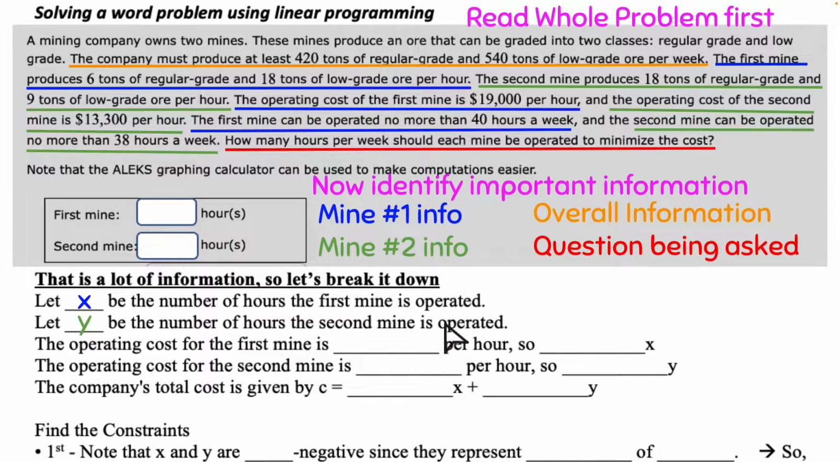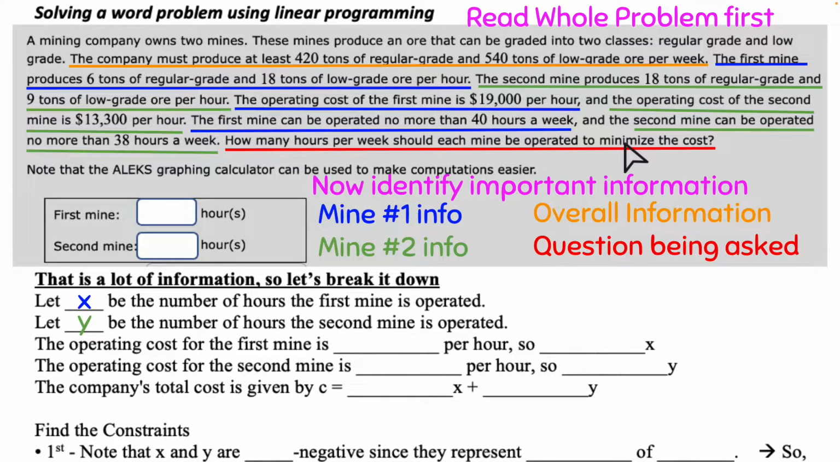Because those are our two variables, and we already know how much ore they make. They make 6 tons of regular grade ore and 18 tons of low grade ore at the first one, and I know how much the second one makes. What I don't know is how many hours they're going to operate for the first mine and the second mine. That's what we're trying to answer here.